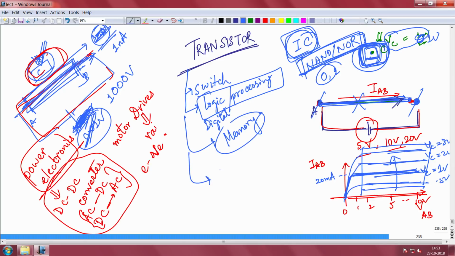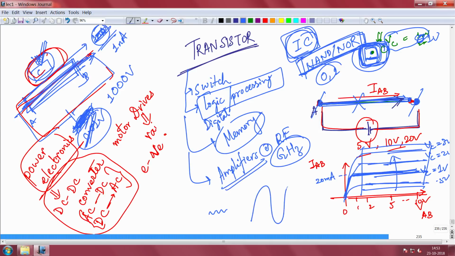Transistors can be used as amplifiers, especially power amplifiers. Power amplifiers at RF frequency, RF frequency gigahertz, 10 gigahertz, 1 gigahertz, these are RF frequency. You can use the transistor as amplifier, which means a small signal at the input can be amplified to a large signal at the output. This is AC signal, by the way. So, when you have a cell phone, your cell phone has an antenna.